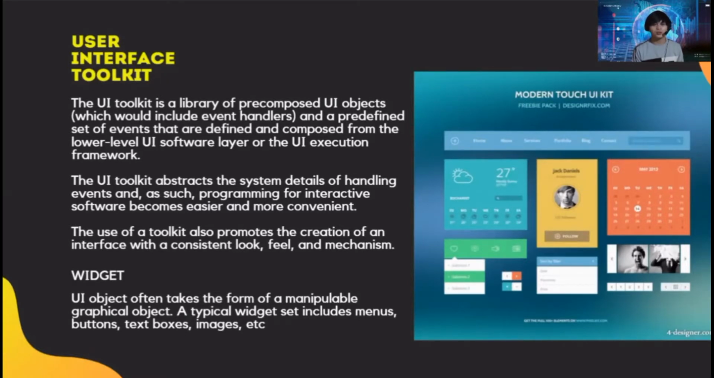And there is what we call widgets in a user interface toolkit. It is a UI object, often taking the form of a manipulable graphical object. A typical widget set includes menus, buttons, text boxes, images, inputs, and a lot more, and everything that you have on your design. So that is a toolkit. Again, it is a library of pre-composed UI objects, which will help programmers, or you, to build a really great application.